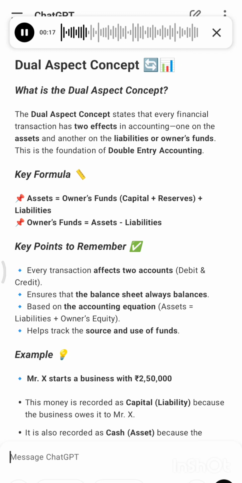Key formula. Assets equals owner's funds (capital, reserves) plus liabilities. Owner's funds equals assets minus liabilities. Key points to remember. Every transaction affects two accounts, debit and credit. Ensures that the balance sheet always balances. Based on the accounting equation, assets, liabilities, owner's equity. Helps track the source and use of funds.